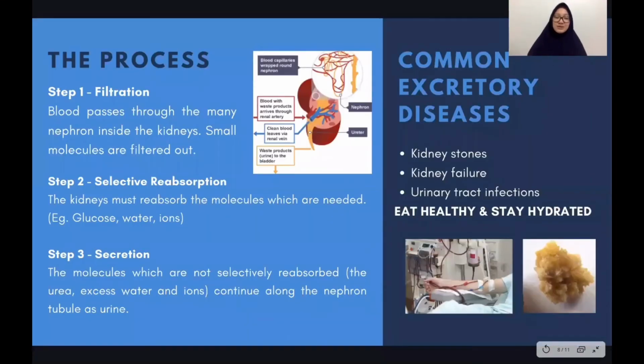Okay, so this will be the detailed process of the urine. The first step is filtration. The blood passes through the many nephrons inside the kidneys, and the small molecules are filtered out. Small molecules meaning salt and ions and things like that.